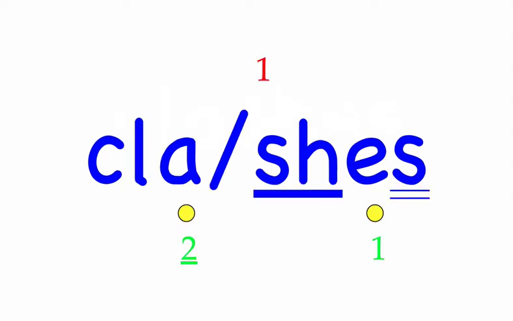Mark the word. Clashes. Notice there's an exception to vowel group 2 under the A, so we underline the 2. A here is representing its short sound.